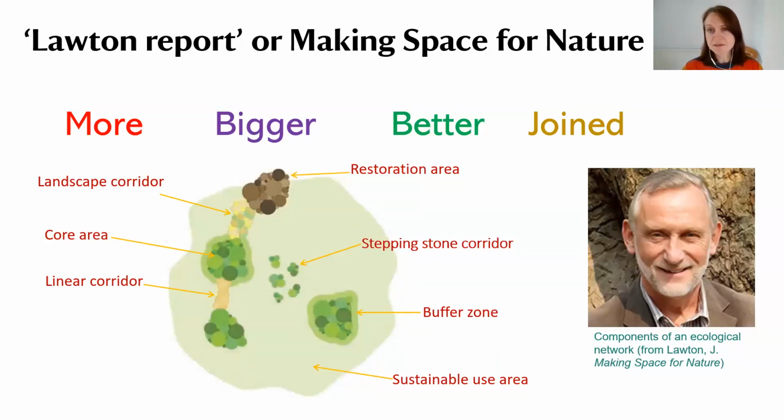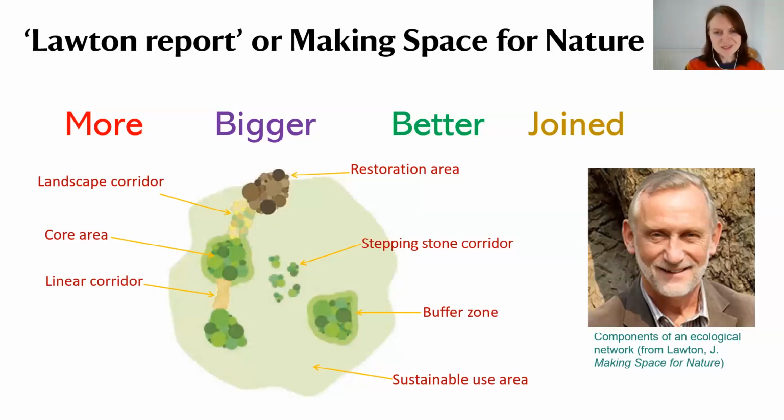And that's in terms of nature reserves or habitat. So we need more of them. They need to be bigger or buffered around the edge. The quality of them needs to be better, so the habitat within those areas needs to be better. And really, really importantly, they need to be joined up. So that's all about habitat connectivity, wildlife corridors.